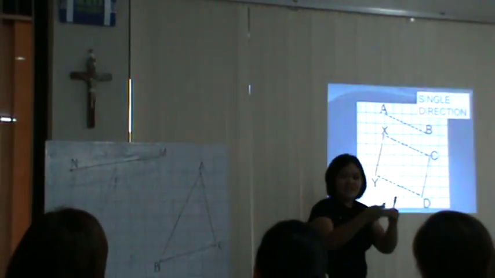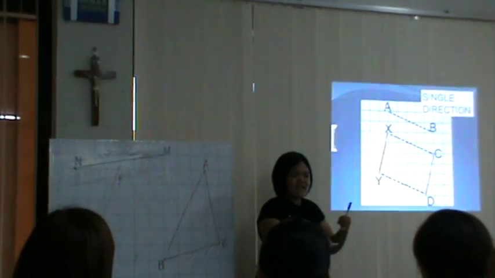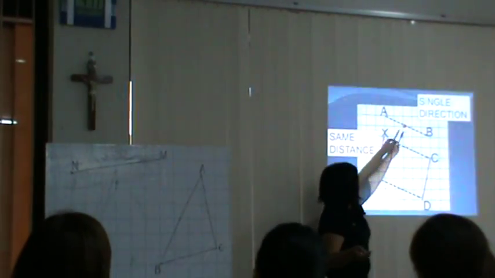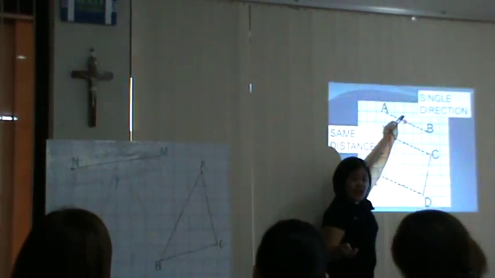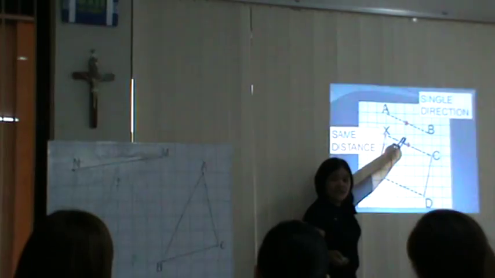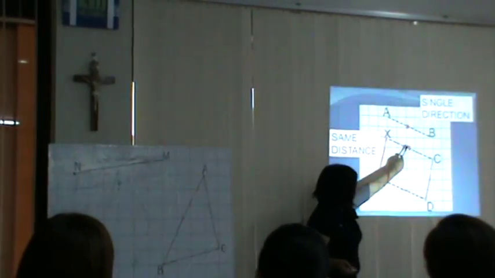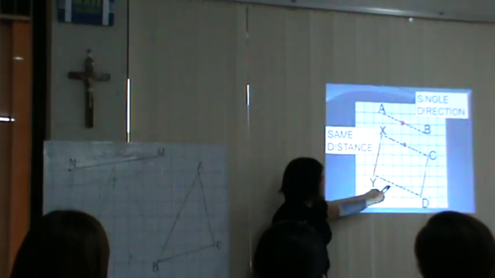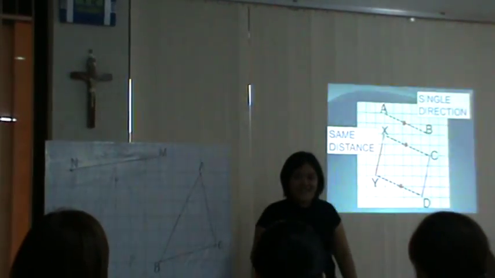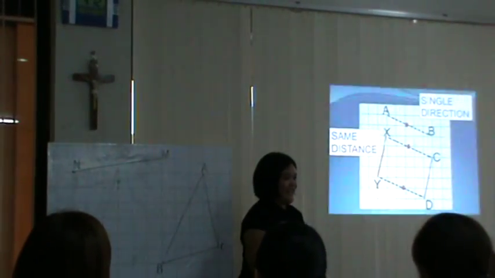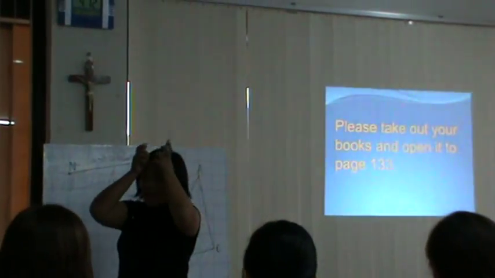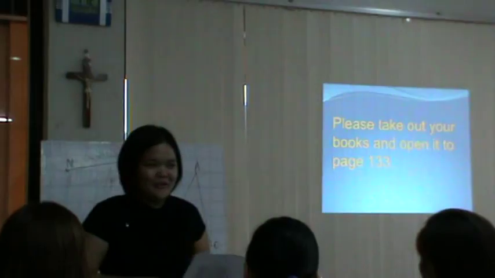Okay? And there's another criterion. It has to have the same distance. Meaning, whatever the distance of AB here is, that should be the same distance as XC here and the same distance as YD here. Okay? Is it clear? Okay, now please take out your books and open them to page 133.